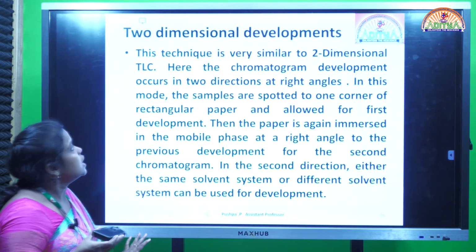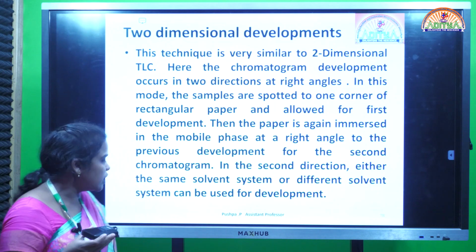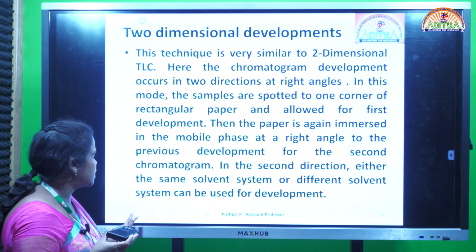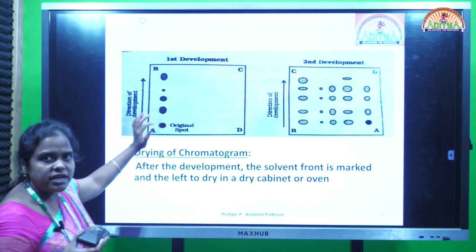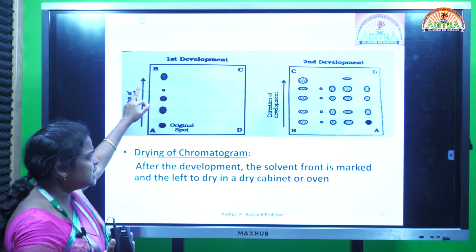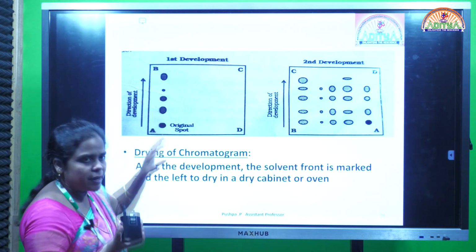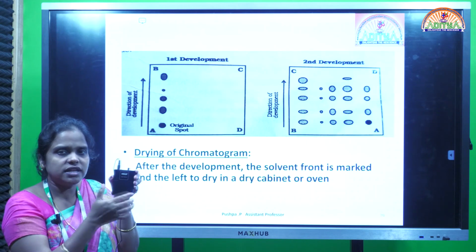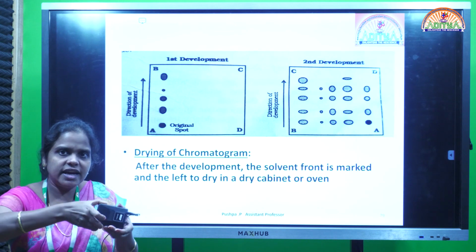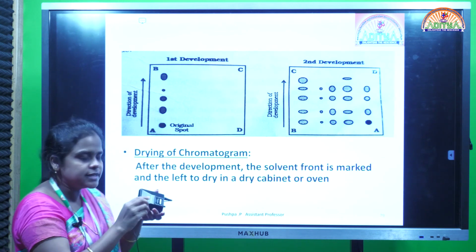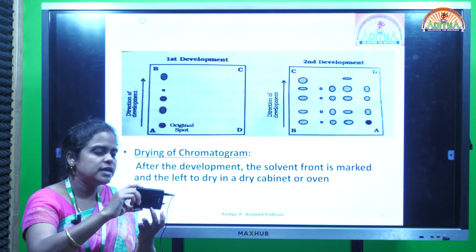The last development technique is the two-dimensional development technique. Two-dimensional means both vertical and horizontal. You can see by this. In this, first of all, the elution takes place in this direction, that means the vertical direction. Using the same paper, we first do the elution in the vertical direction. After that, we turn the same paper clockwise by 90 degrees, keep it in the beaker, and the elution will take place in this direction.